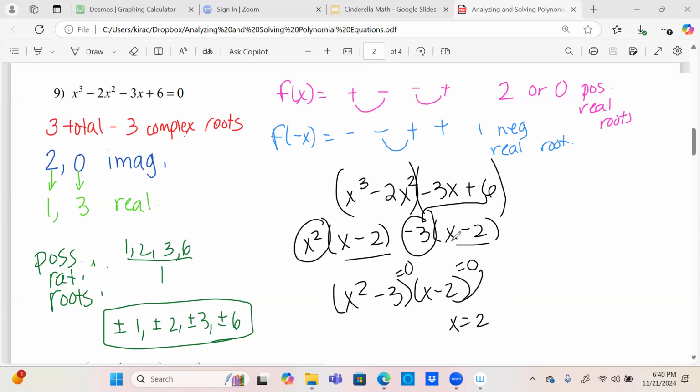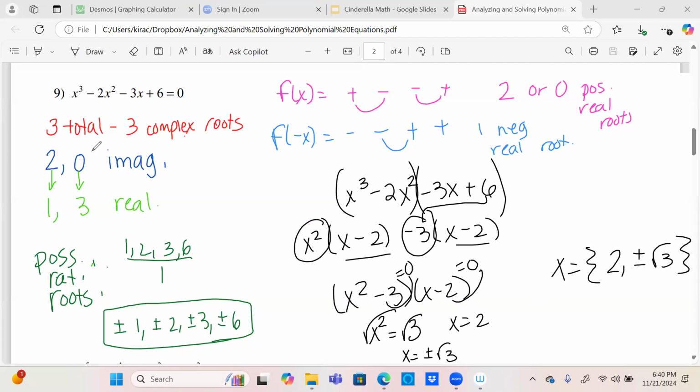Set to 0, this one would be x squared equals 3. Root, so x equals plus or minus root 3. So there we have it. We have 2 and plus or minus root 3.